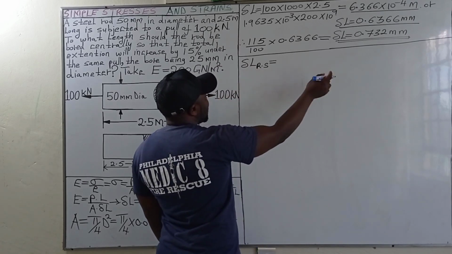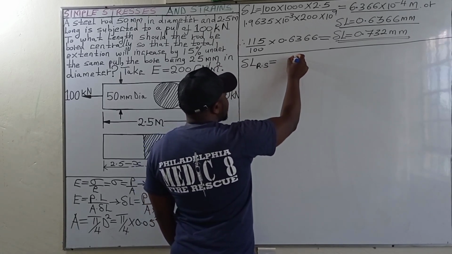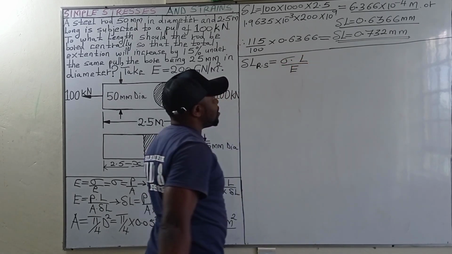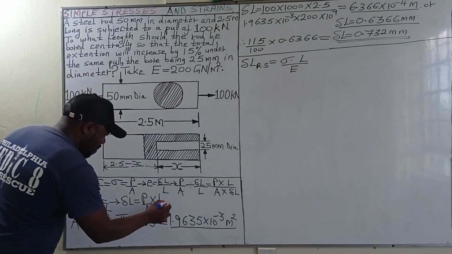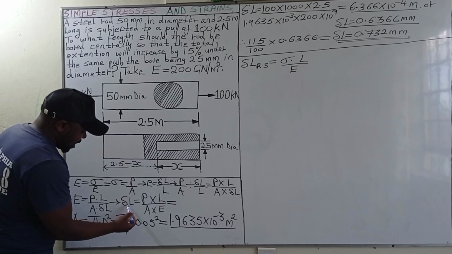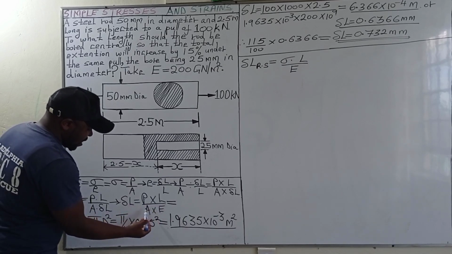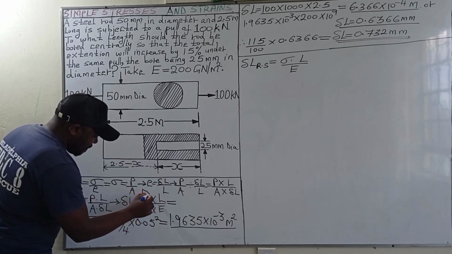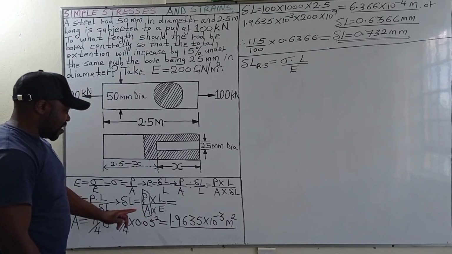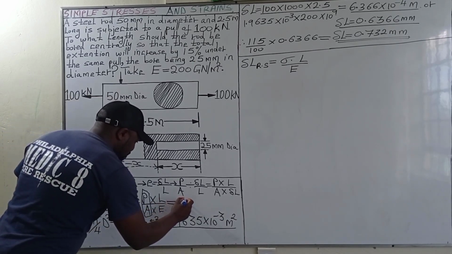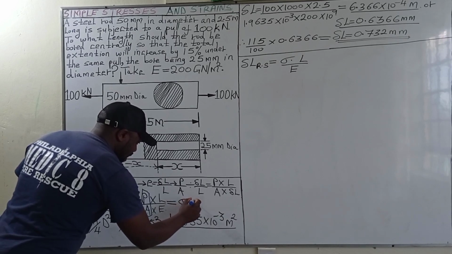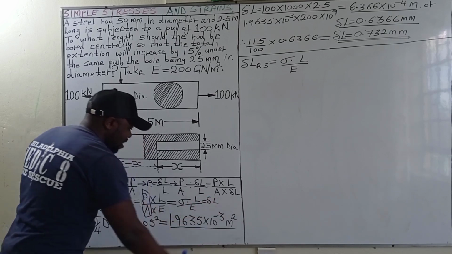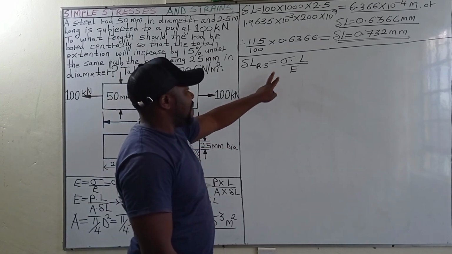So in this case, we are going to have this. The changing length will be given by stress times the length of the steel rod divided by the Young's modulus of elasticity. This one we are getting from where? From here. We have said that changing length is load times length divided by area times Young's modulus of elasticity. But this load over area is stress. So we can have another formula that looks like this: stress times length divided by the Young's modulus of elasticity is equal to changing length. So that's what we are applying here.